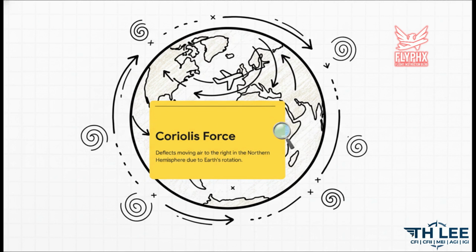It's a real force caused by the rotation of the Earth, and it causes any straight path of moving air to curve. In the northern hemisphere, it deflects air to the right, and down in the southern hemisphere, it deflects it to the left. The strength of this Coriolis force is actually greatest at the poles and drops all the way to zero at the equator. Also, keep this in the back of your mind. The faster the speed of the wind, or your aircraft, the greater that deviation is going to be.